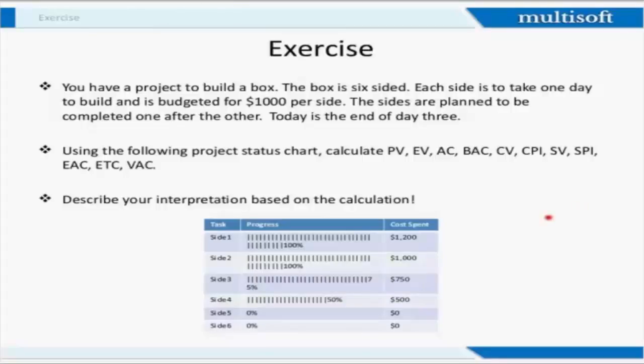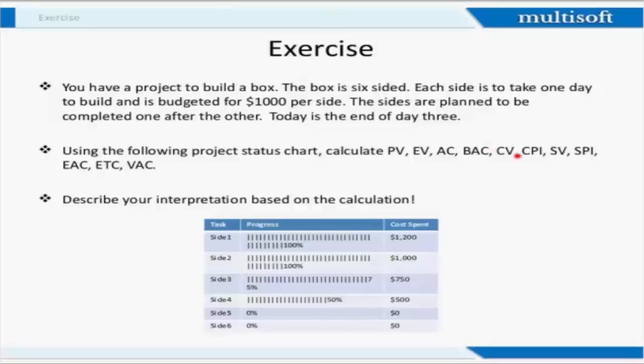Yeah, and my actual value is 1,000 plus 1,000 plus... no, actually this is the cost spent. Yeah, correct. So that's 3,450: 1,200 plus 1,000 is 2,200, plus 500 is 2,750, plus... 3,450. And then budget at completion: 6,000. Okay, 6,000, right? Yes.